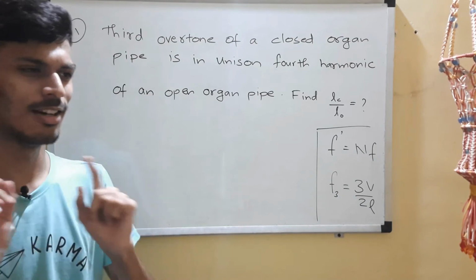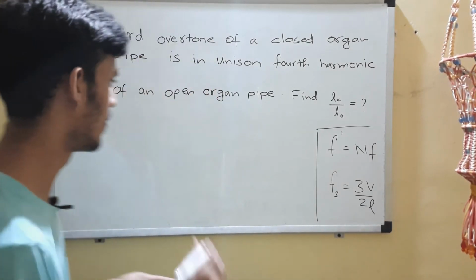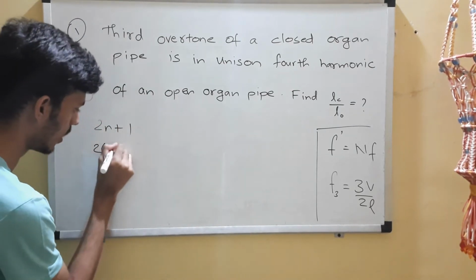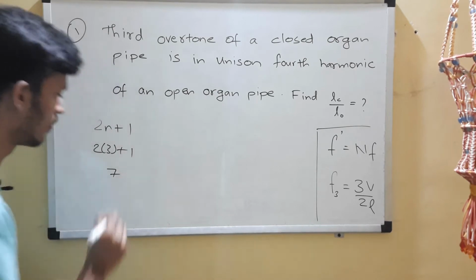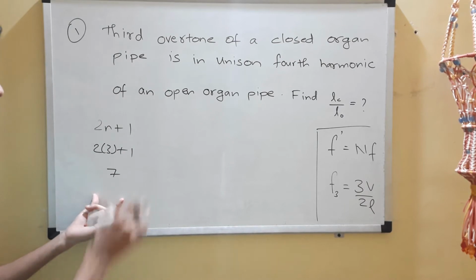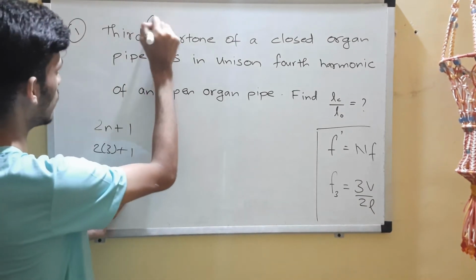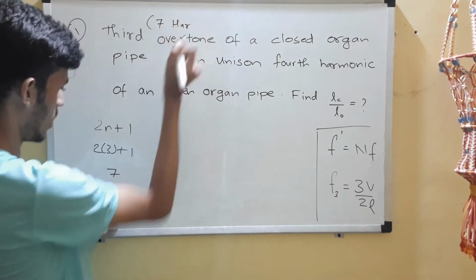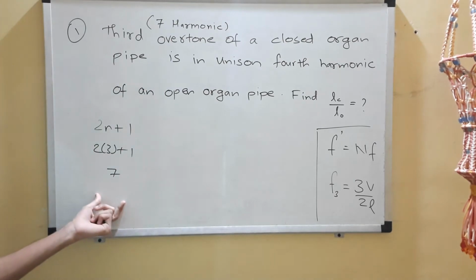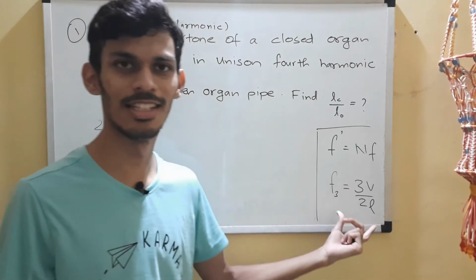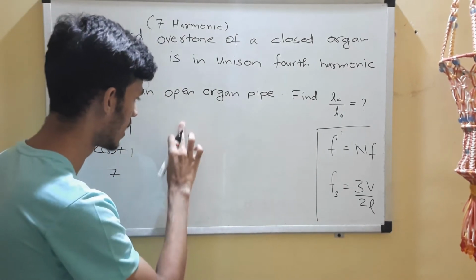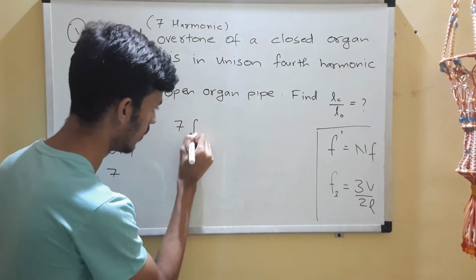In a closed organ pipe, we know that only the odd harmonics are present, so we are supposed to use 2n plus 1. For the third overtone, in place of n, substitute 3: 2 3s are 6 plus 1, 7. So third overtone means the seventh harmonic. We calculated it over here. Now the seventh harmonic we can write as F7, simply 7 times the fundamental frequency.